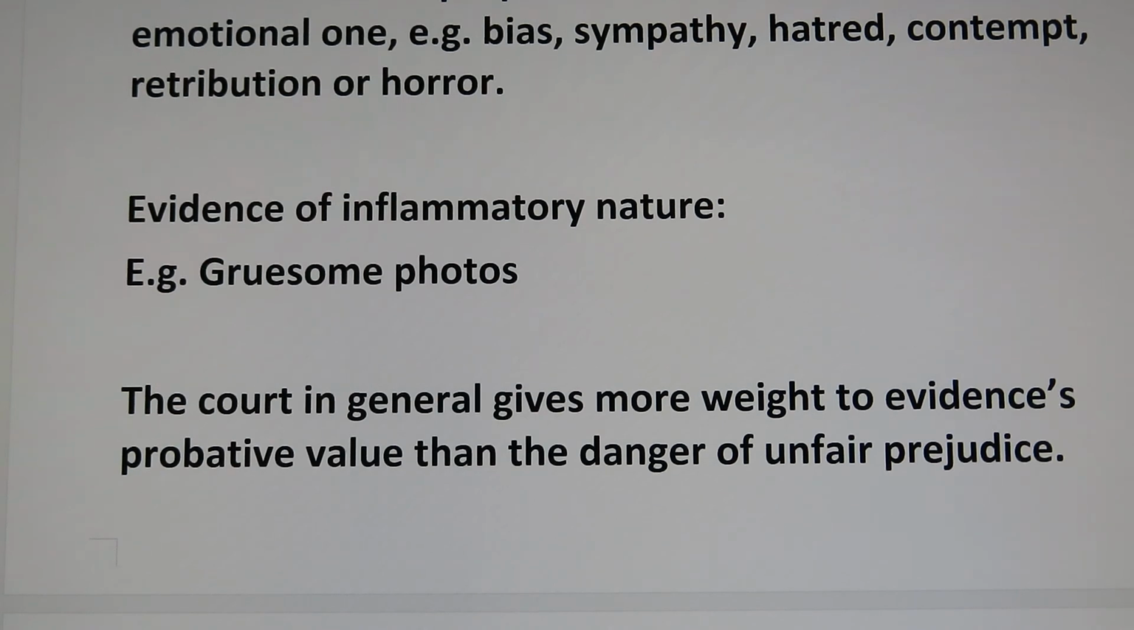So it is important for us to remember that even though we have this gruesome photo concern, the court in general would give more weight to the evidence's probative value. If the prosecution can show we need this evidence to prove the case, the court usually will support the prosecution's argument.